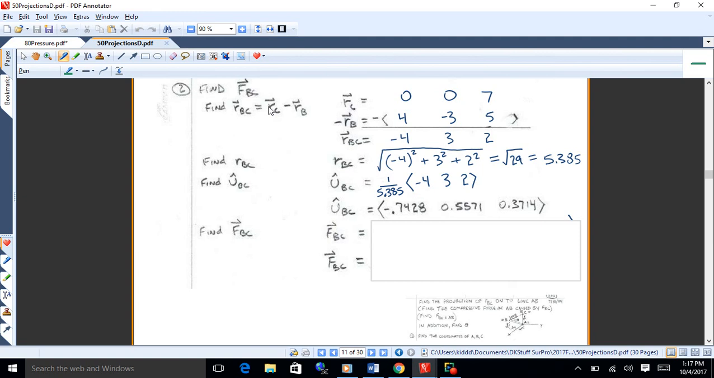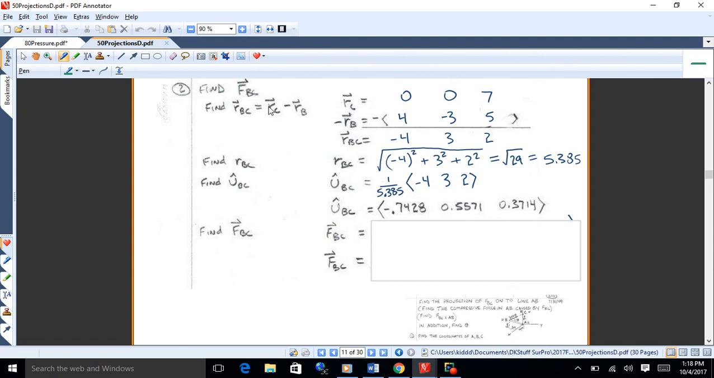So square root of the sum of the squares gets you 5.385 or thereabouts. And divide through by that, and you should get the unit vector. That's the force, which is 300 times. Then once you got that, you scale the unit vector up by the magnitude of FBC, and that gets you a force vector.